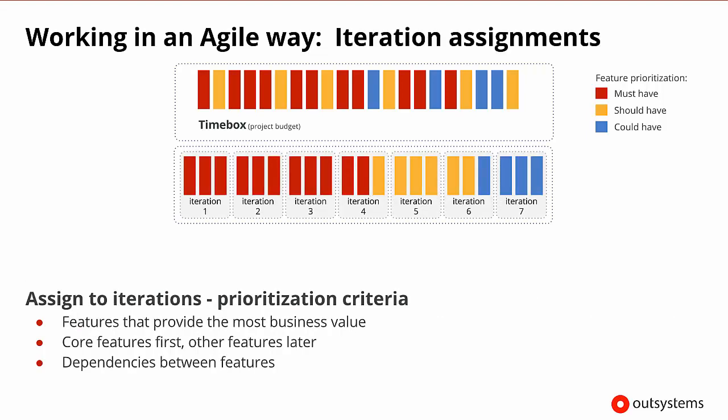The next step is to assign features to specific iterations. To do this, we should categorize and prioritize all of the requested features. The top priority features, often called must-haves, should be the ones that are the most important, provide the most business value, or are a core piece of functionality.